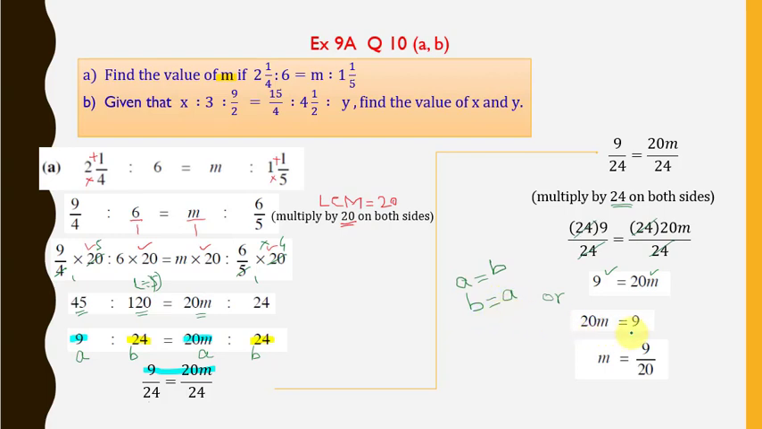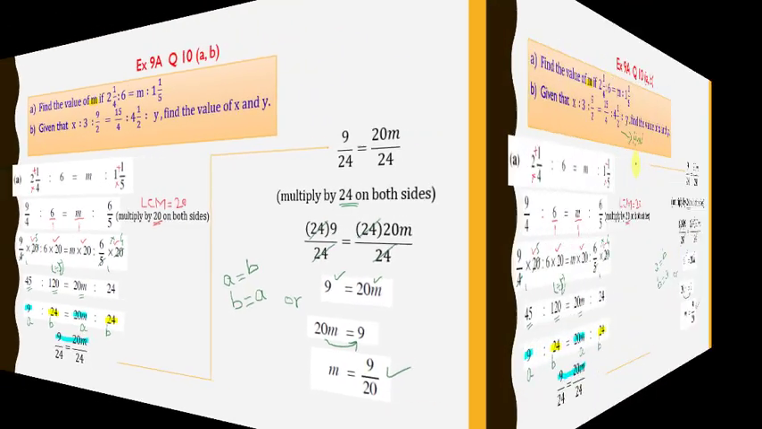Now 20m equals 9. As you can see, 20 is multiplying with m, and when we shift it to the other side it will divide. So we will have m equals 9 over 20. That will be the answer of our question of part A. Question 10 part A. Number 11.